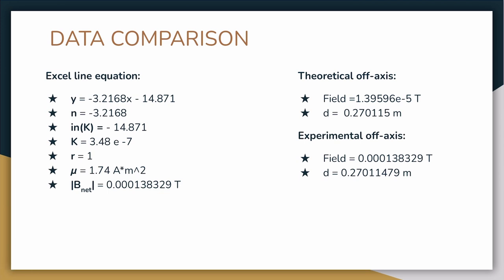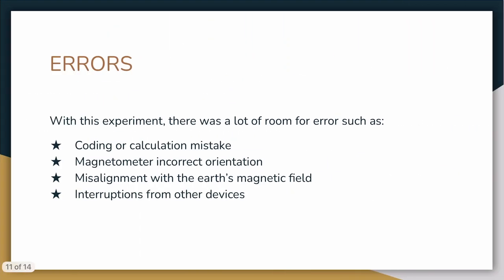For a data comparison, we have the Excel line equation, in which we have our values for n, k, mu, and our magnitude. On the right, we have our theoretical off-axis values for the field, as well as our distance. Below, we have the experimental off-axis values, again with the field and the distance provided. Within this experiment, there is a lot of room for error, such as coding or calculation mistakes, the magnetometer, incorrect orientations, misalignment with the Earth's magnetic field, and interruptions from other devices.